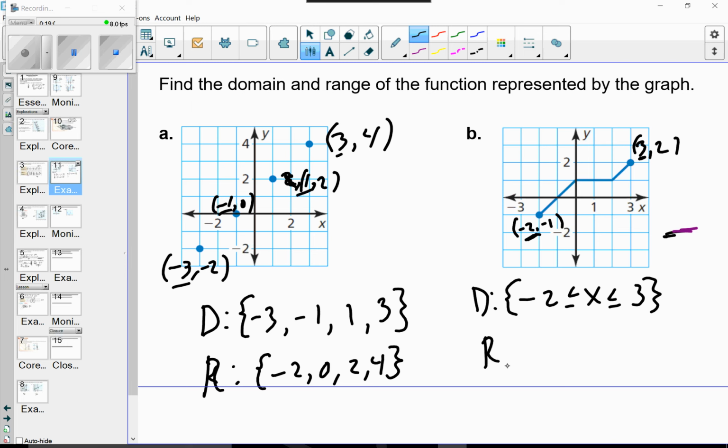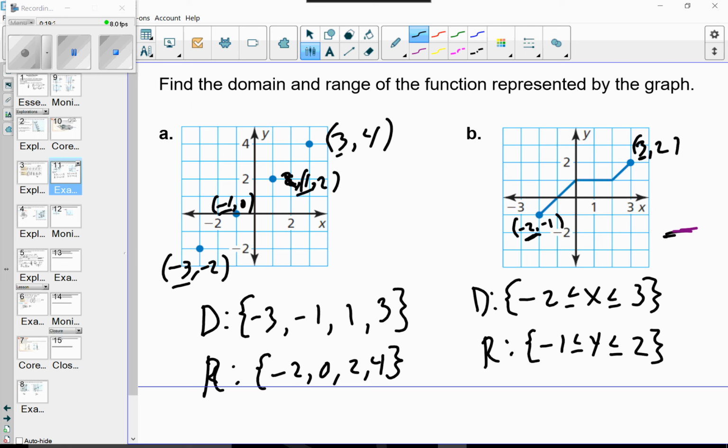Well, my range, again, we go least to greatest. So now let's do the range from least to greatest. Well, the smallest y value is negative 1. The largest y value is 2. And we're then going to write that one as a compound inequality. It's going to be very similar to doing the domain. We are saying that the smallest y value is negative 1, the largest y value is 2, and there are other y values in between. So we're going to write that as negative 1 is less than or equal to y is less than or equal to 2. So when the graph is connected, we want to write it with the compound inequality.